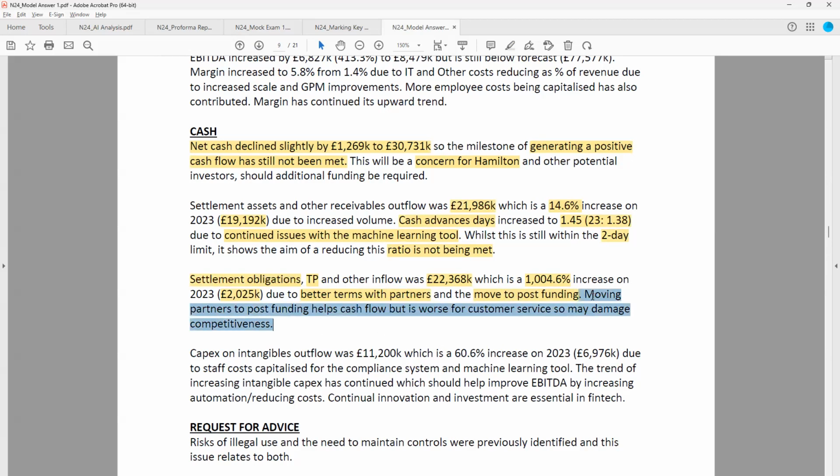And then we can make that point here that moving to post-funding helps cash flow, but it's worse for customer service. So that's a commercial consideration here. This is good for cash, but obviously potentially bad for customer service.